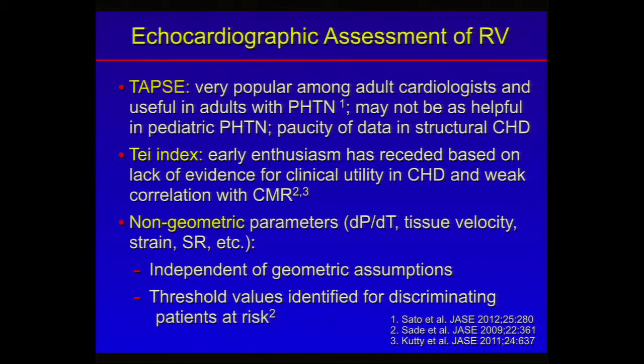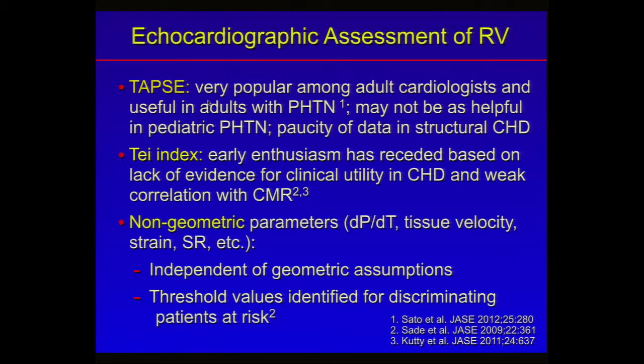Focusing on echo, TAPSE, or tricuspid annular plane systolic excursion, is a very popular parameter used mostly in adult cardiology, also in pediatrics, but it has been shown to be helpful in adults with pulmonary hypertension. But there's some data from pediatric pulmonary hypertension showing that it is less useful in terms of risk stratification in the pediatric population.